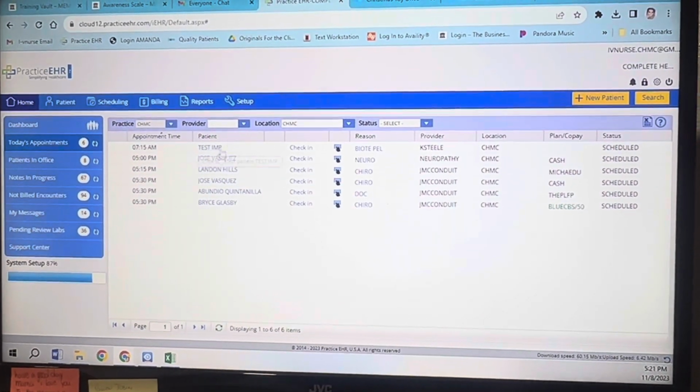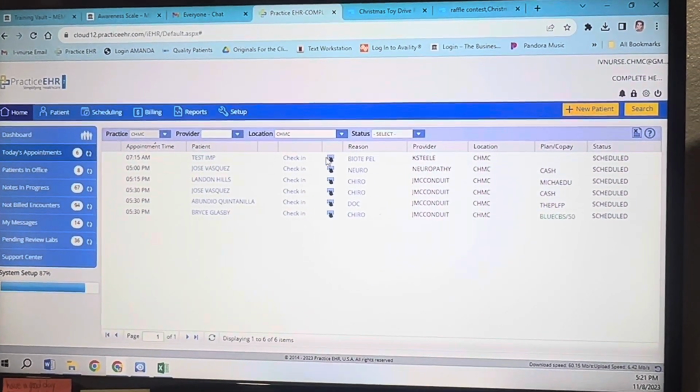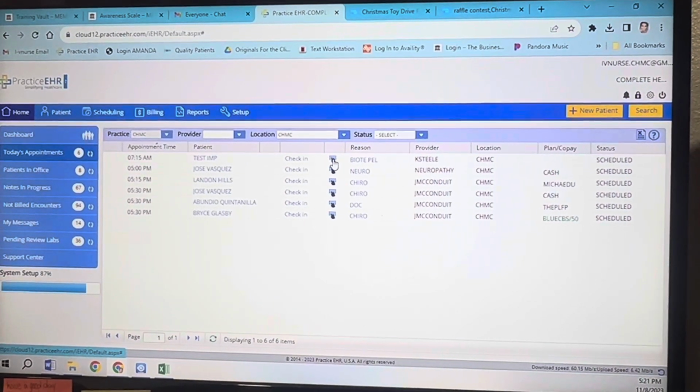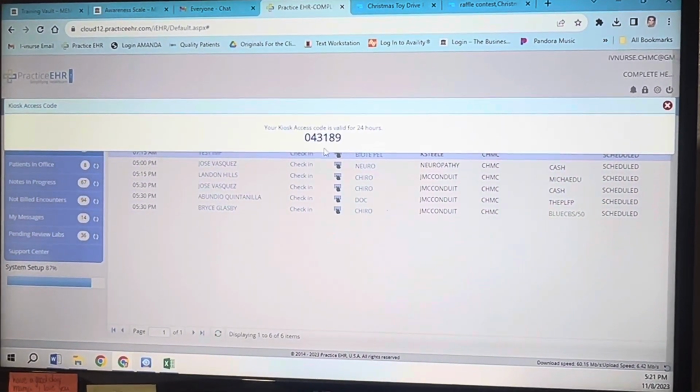My receptionist stays on here. She stays on appointments in office, or today's appointments, I'm sorry. And we generate our access codes from here.